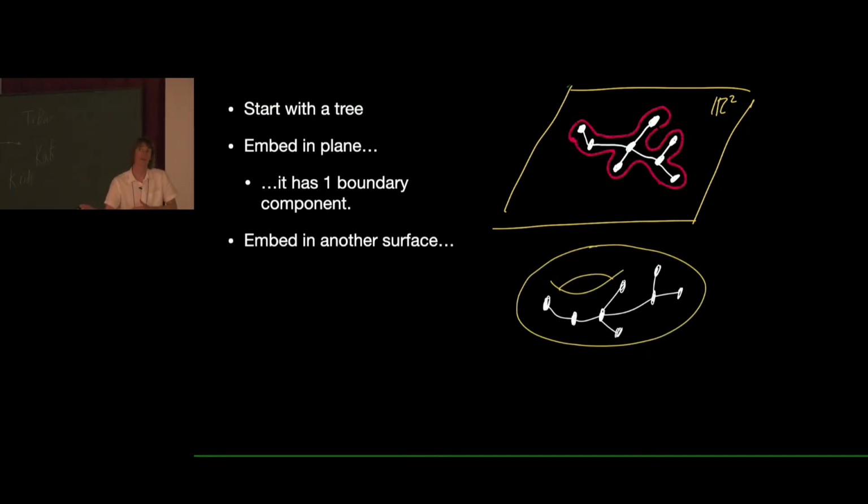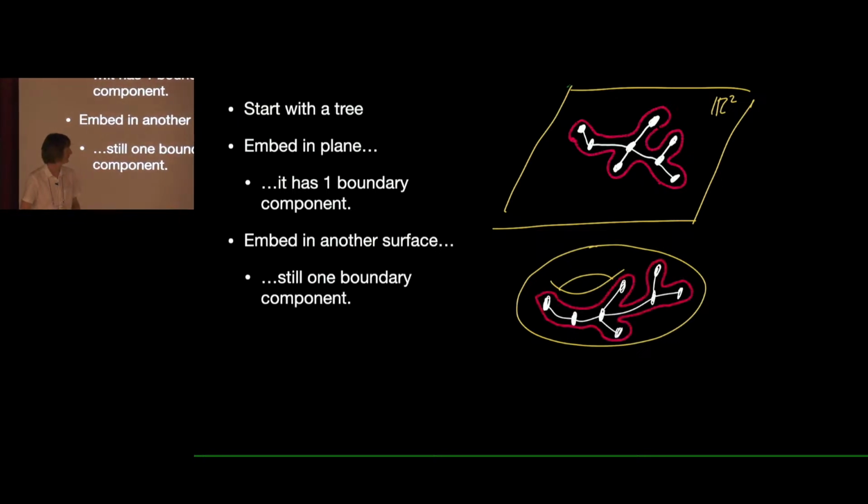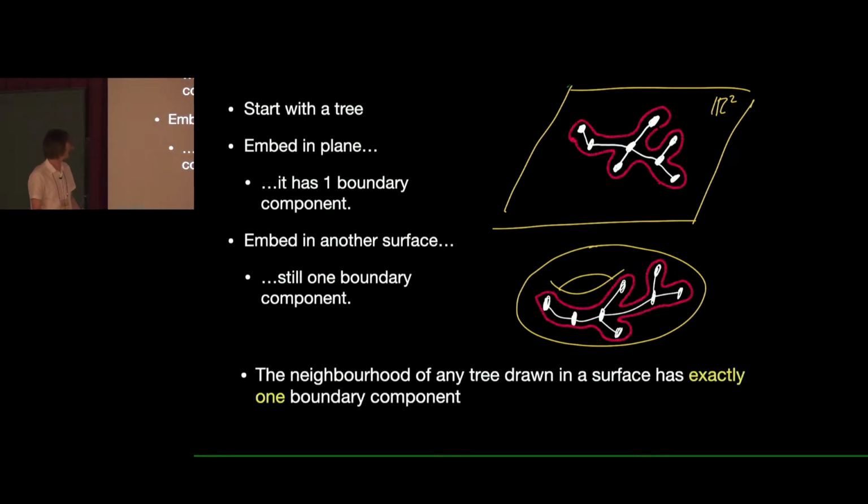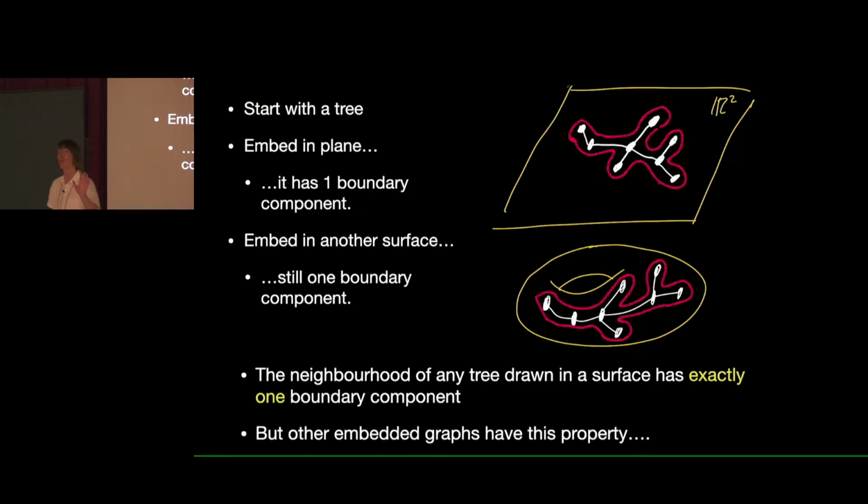Now, if I take this tree and I embed it in some other surface, so for example, I draw it in this yellow torus down here, nothing changes. It's still got one boundary component. In fact, if I draw this in a two torus, a real projective plane, it still has one boundary component. So the neighborhood of any tree drawn in any surface has exactly one boundary component. And if you're in the plane, this would uniquely characterize trees. However, in general, there are lots of other embedded graphs that have this property.